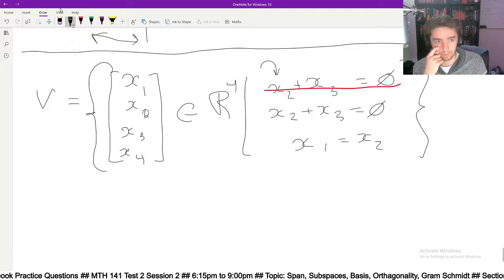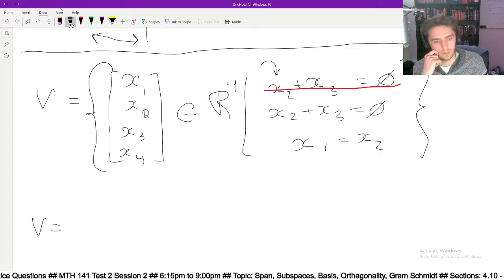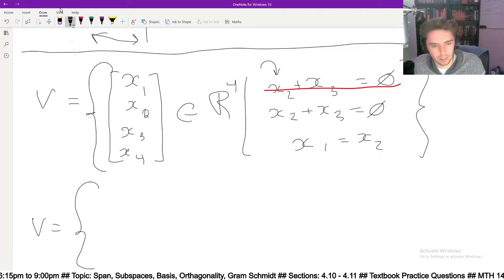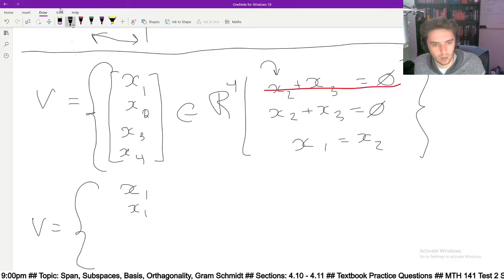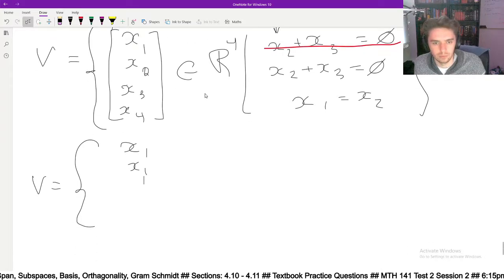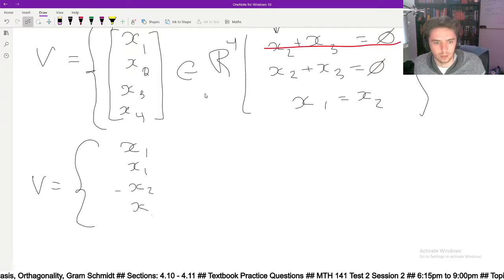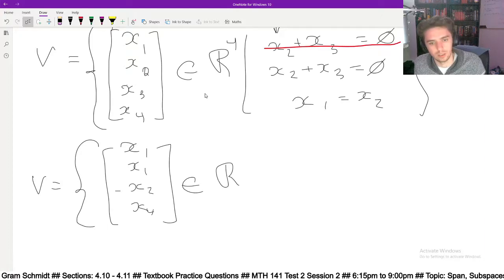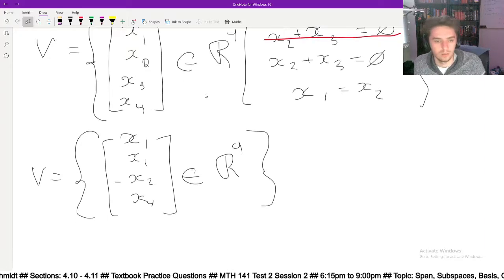Right? Okay, so V equals, so x1 equals x2. It doesn't particularly matter how I write it, so I just write it as x1, x1, and then x3 equals negative x1, so negative x1, x4. x4 doesn't have any conditions.